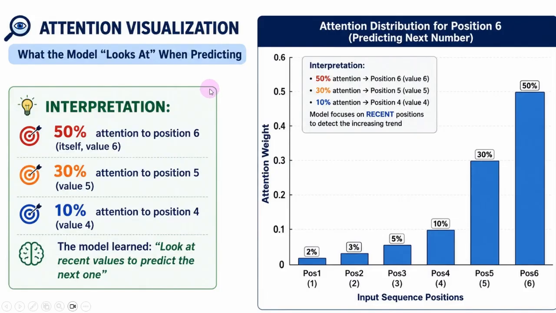One of the coolest things about transformers is that we can visualize what the model pays attention to. The bar chart shows the attention weights for position 6 after training.